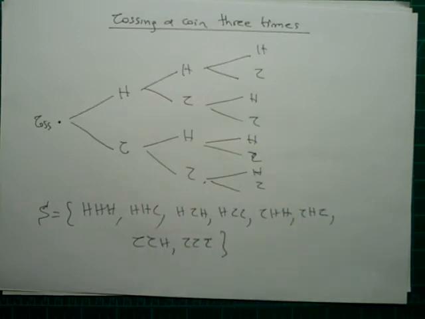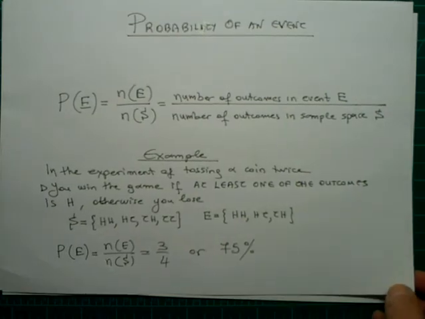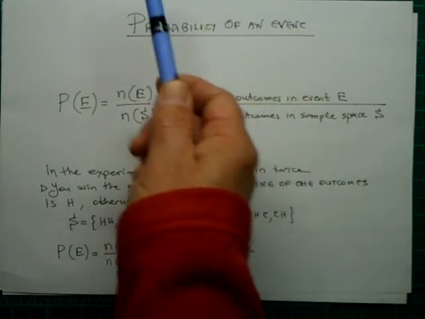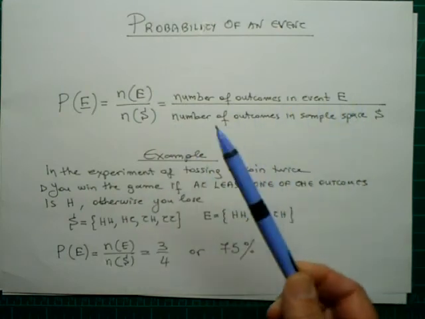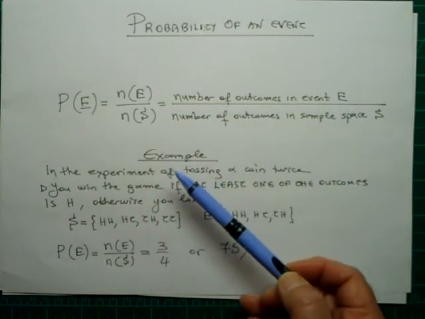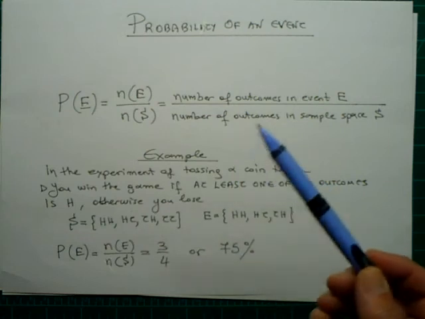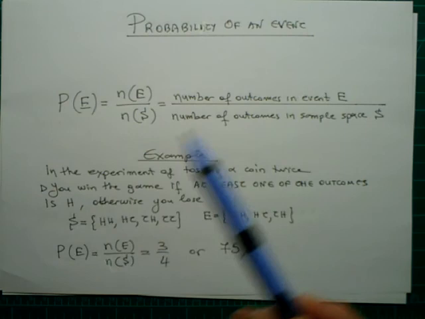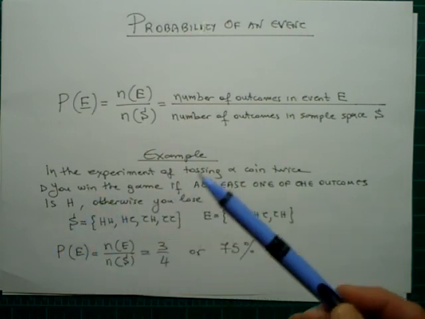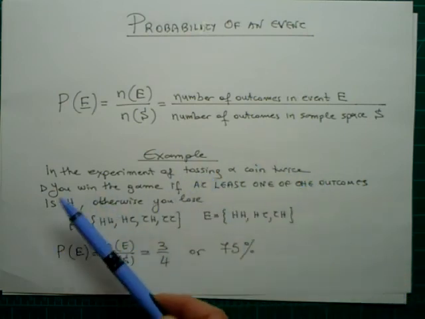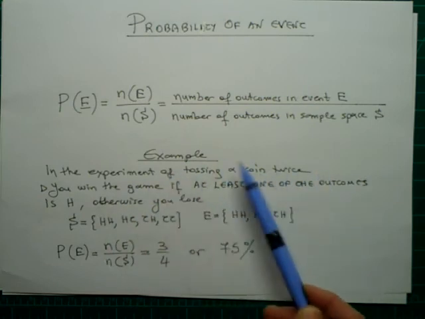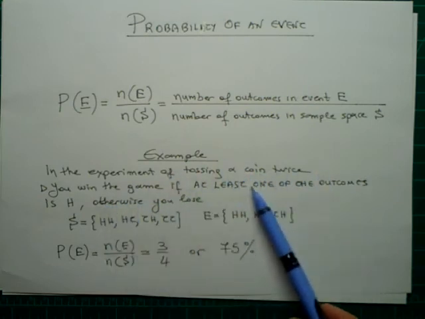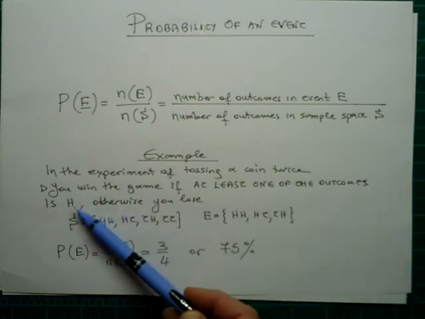Okay, now, we want to calculate the probability of an event. To calculate the probability of an event, start by counting the number of outcomes in the event and the number of outcomes in the sample space. The ratio is equal to the probability if all outcomes are equally likely. In the experiment of tossing a coin twice, for example, you win the game if at least one of the outcomes is H. Otherwise, you lose.